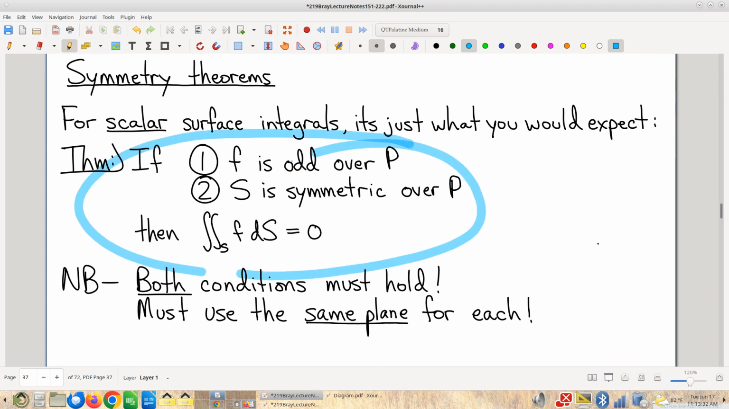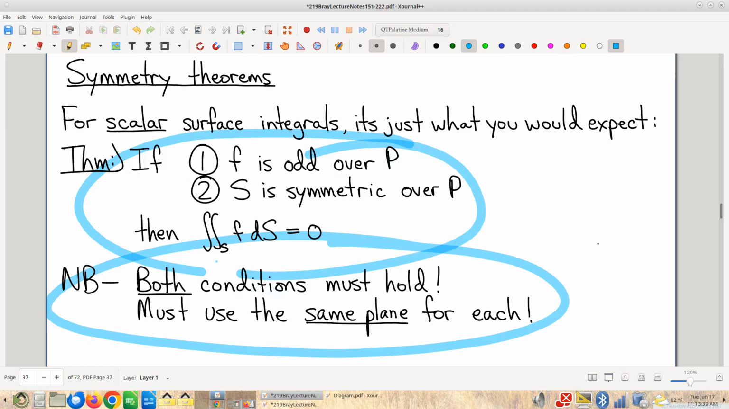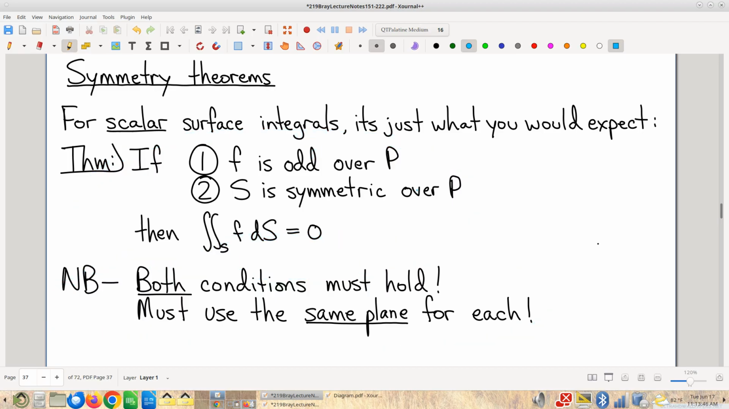Symmetry theorem, right? Odd integrand, symmetric domain, integral is 0. Same warnings, right? They both have to apply. You got to use the same plane for each. It's exactly what you think. And I encourage it. I think symmetry theorems are awesome. And we now have a symmetry theorem for surface integrals. Just like what we had for line integrals, just like what we had for double integrals and triple integrals and single variable integrals, it's all the same.